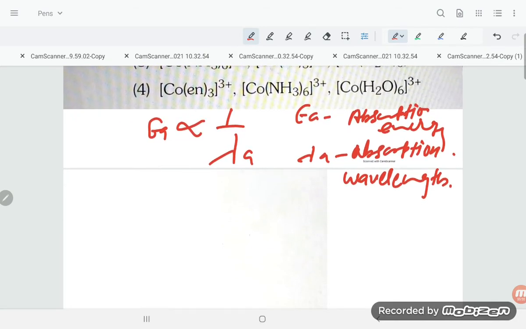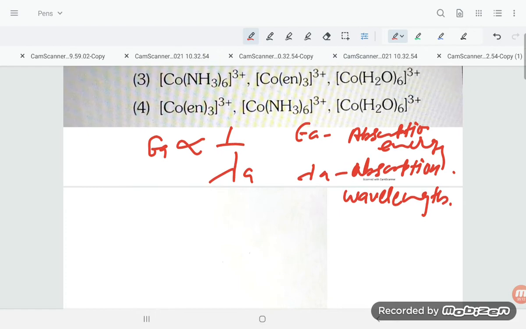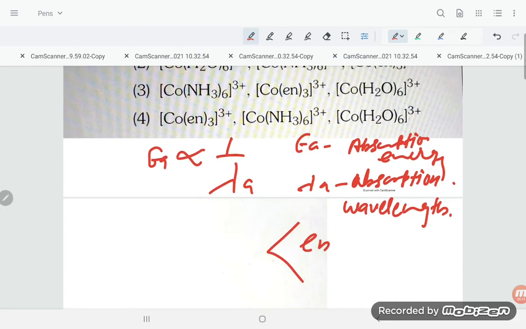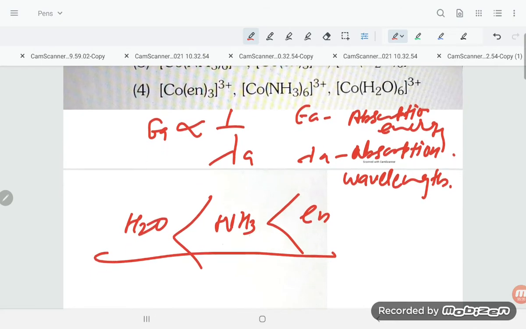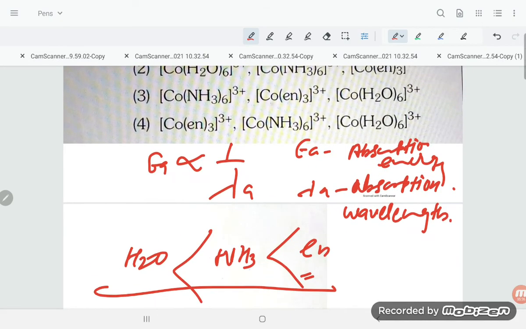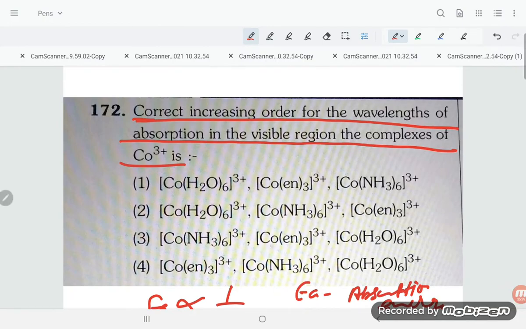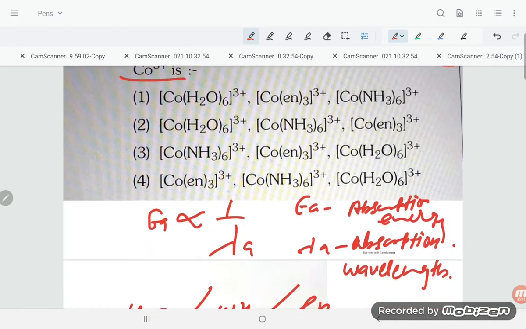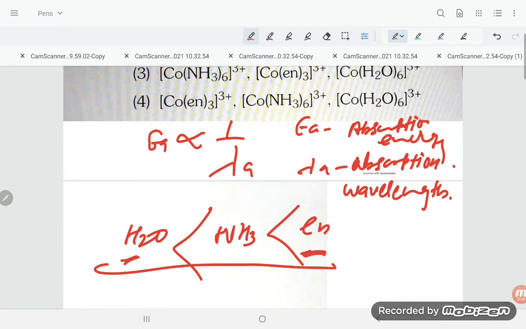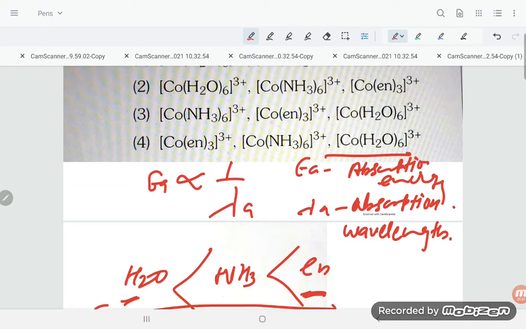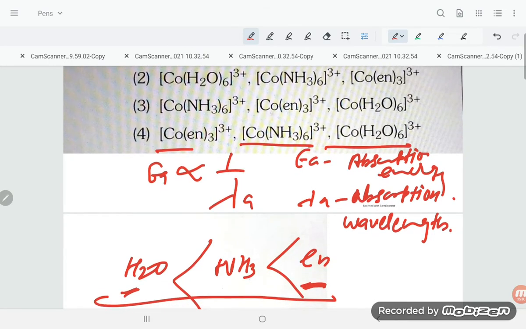Dear students, it is a strong field ligand, so the absorption splitting energy will be high and the wavelength will be low. The order of strength is en, then NH3, and then H2O. So its wavelength will be less in this case. They are asking for increasing order of wavelength, so the lowest wavelength is this and the highest is this one: H2O, NH3, and the correct option is option number 4, students.